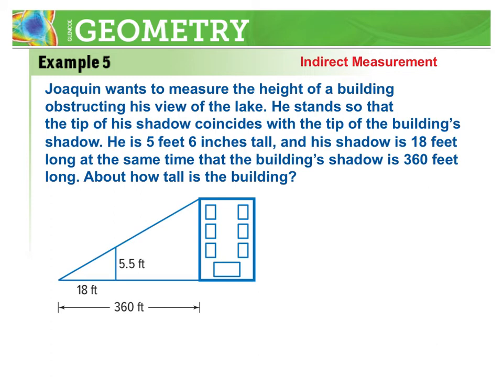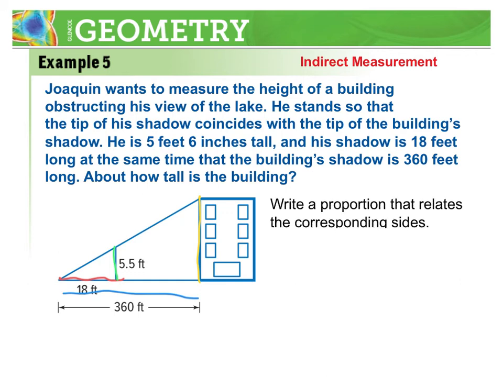So what we want to do here is set up a proportion, and we want to coincide Joaquin's shadow with the building shadow, and then coincide Joaquin's height and the building's height. So we write a proportion that relates the corresponding sides of 18 over 360 equals 5.5 over x. Cross multiplying gives us 18x equals 1980. Dividing through by 18 gives us x is 110. So the building's about 110 feet tall.